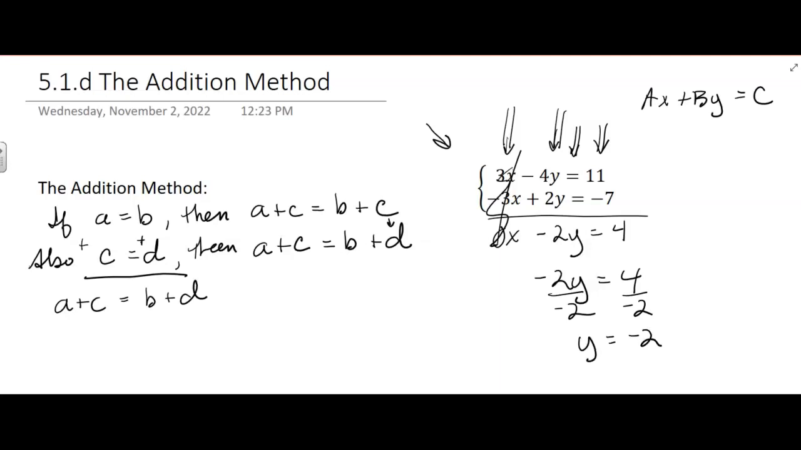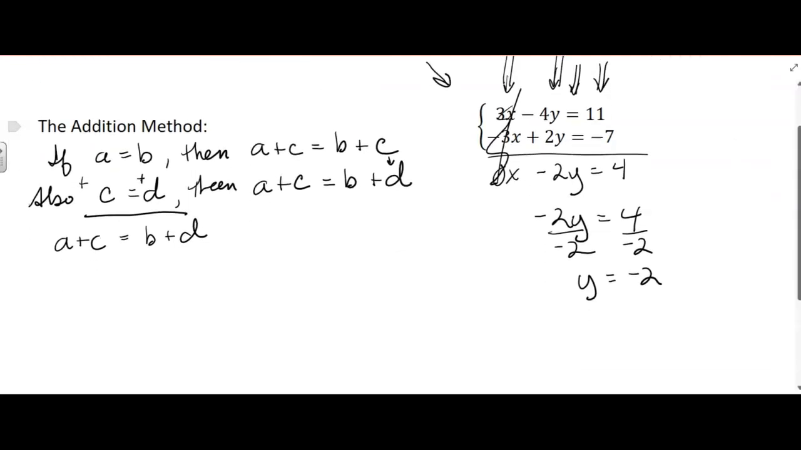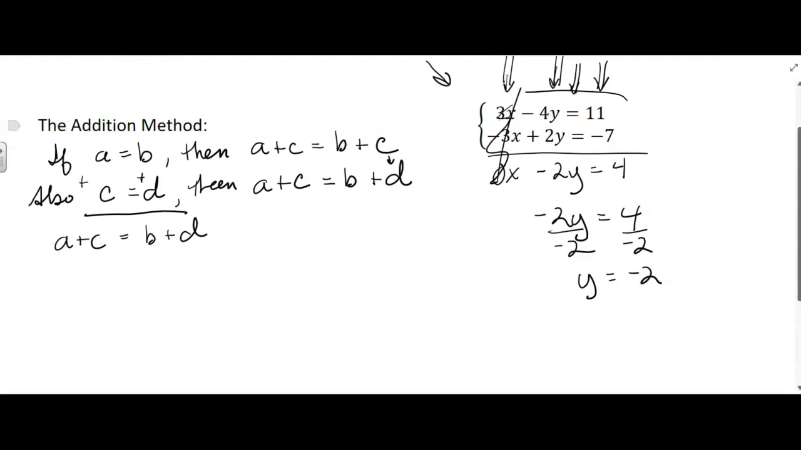Well, that's great. You'd have to find x. Now, you're going to have to go to one of the equations. You don't have to go to both of them. Just pick an equation, whichever one you think is easier, which I don't know which one's easier, but I'm going to take the top equation this time. So I'm going to rewrite that: 3x minus 4y equals 11.